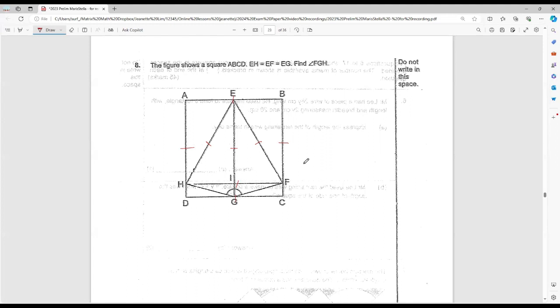So we have 60 degrees here, 60 degrees here, and 60 here. Now, angle HEG is actually half of 60 because it has been cut in half. So HEG is half of 60.